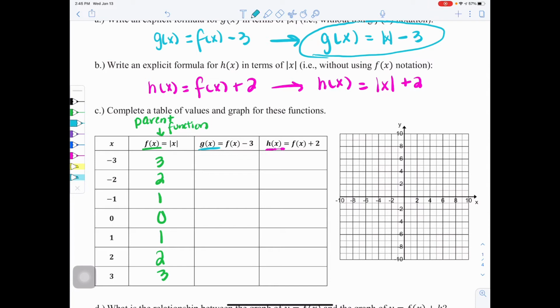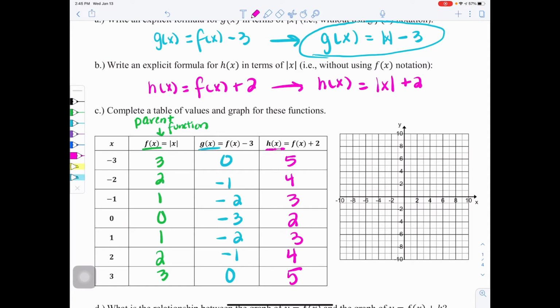Then for g of x, we have 0, -1, -2, -3, -2, -1, and 0. And lastly, for h of x, we have 5, 4, 3, 2, 3, 4, and 5.